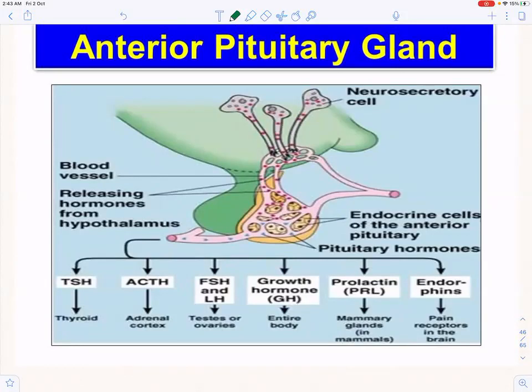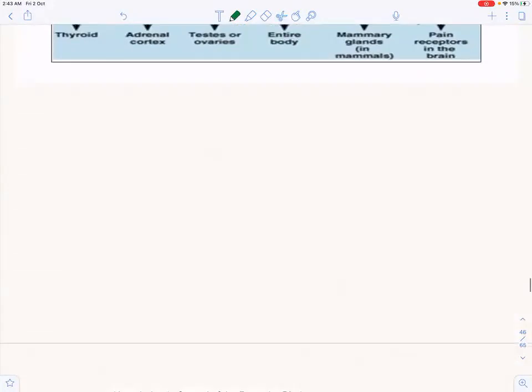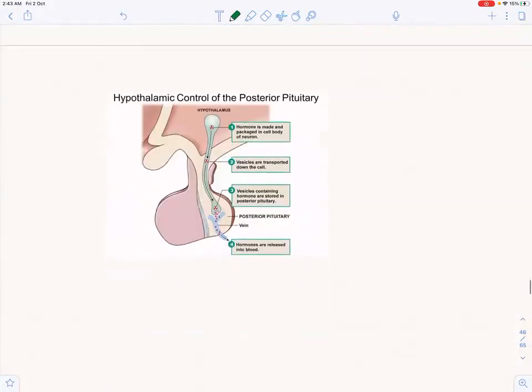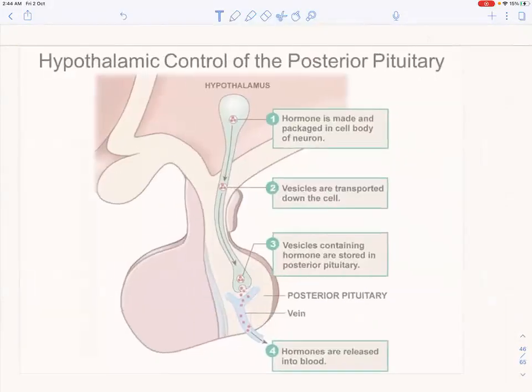So you can just see this diagram, and in this diagram you have to understand and read everything. These are the neurosecretory cells that we were talking about, and these are the hormones secreted by the anterior pituitary: TSH, ACTH, FSH and LH, growth hormone, prolactin, endorphins, right? So we have done all. Let us now stop today's lecture. You can see these diagrams also if you want.